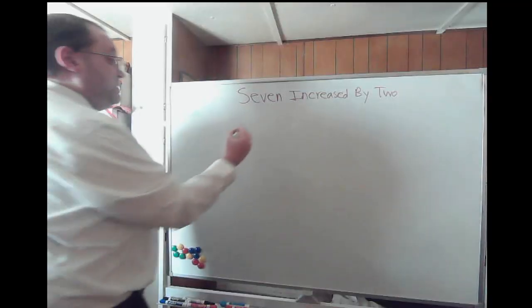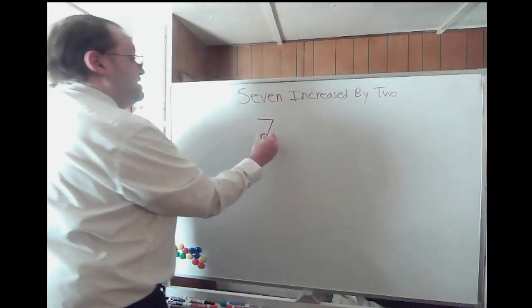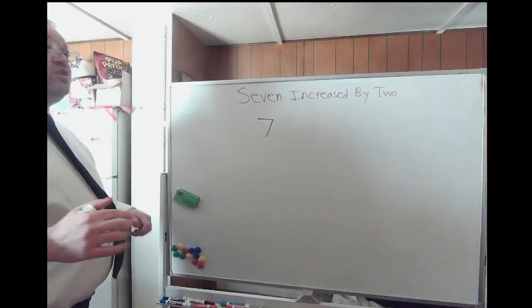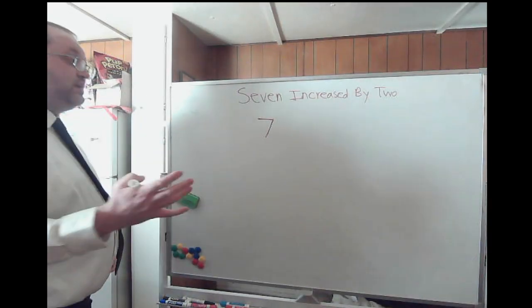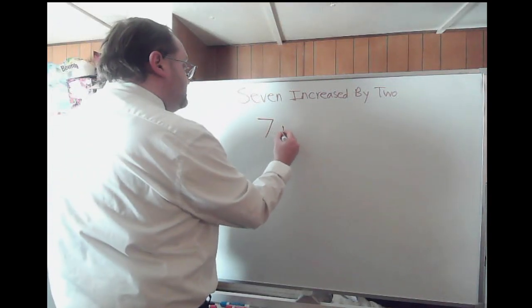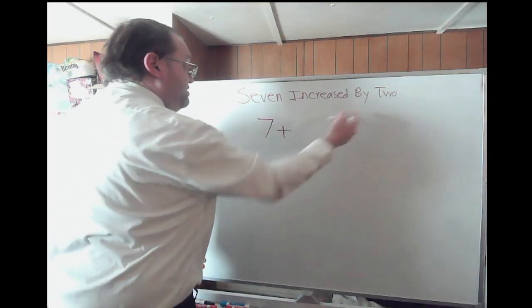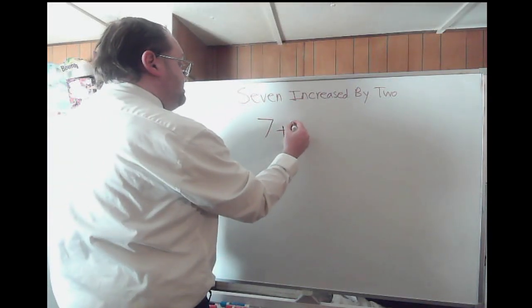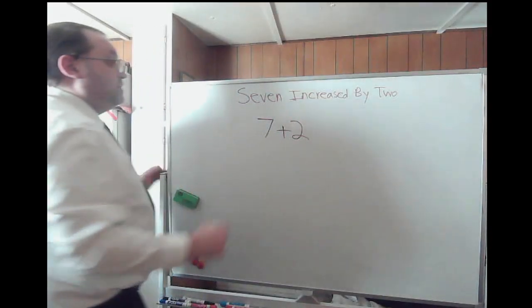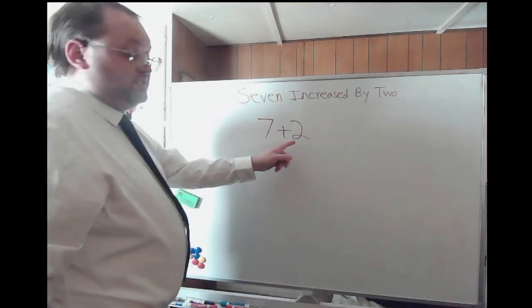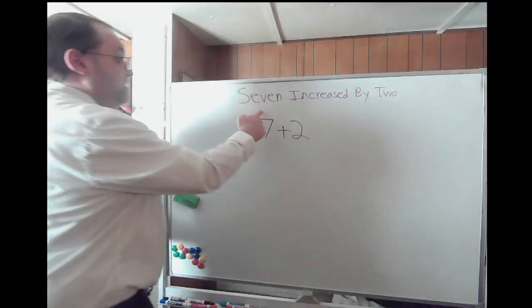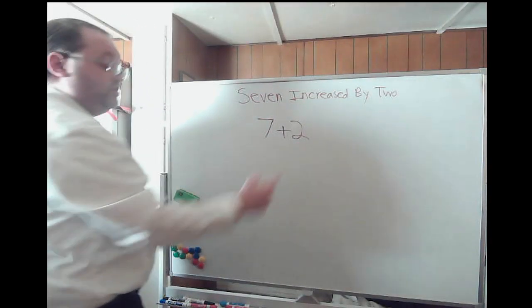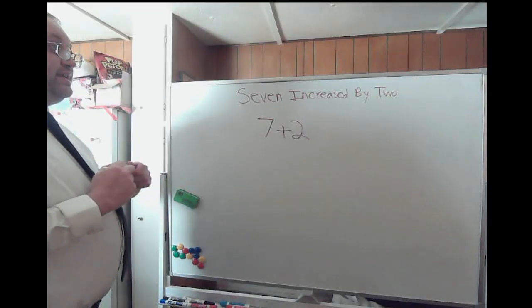Well, of course, you've got the number 7. Let's start there. Let's translate these into numbers. You have 7 increased. When you increase, you add, okay? So it's plus, increased by 2, right? So it's being increased by 2, you're adding 2 to it. So what this translates into is 7 plus 2. That's what that would translate into.